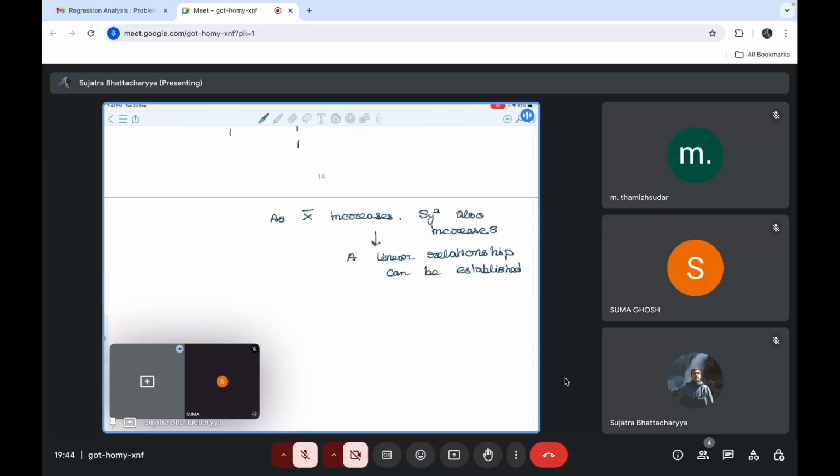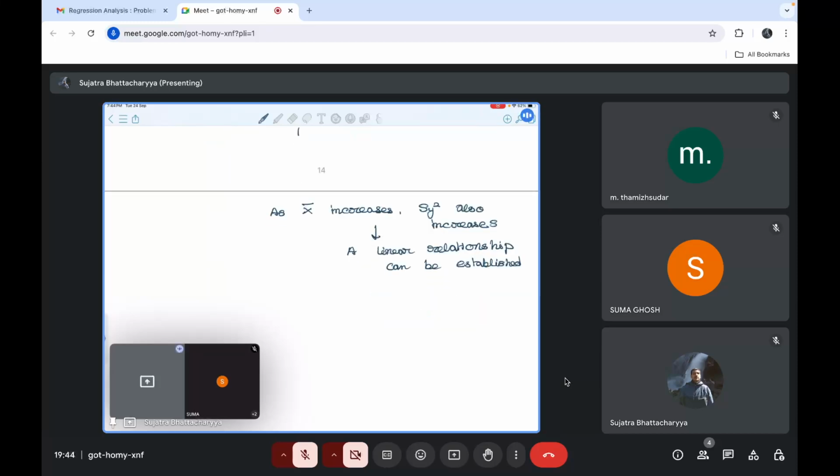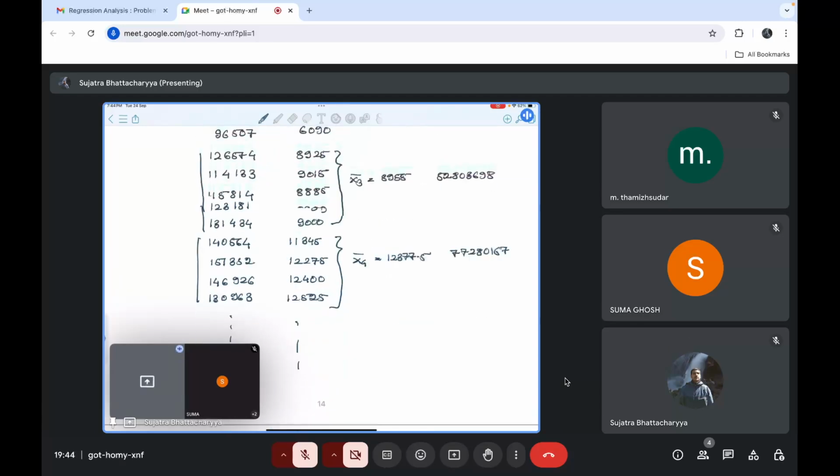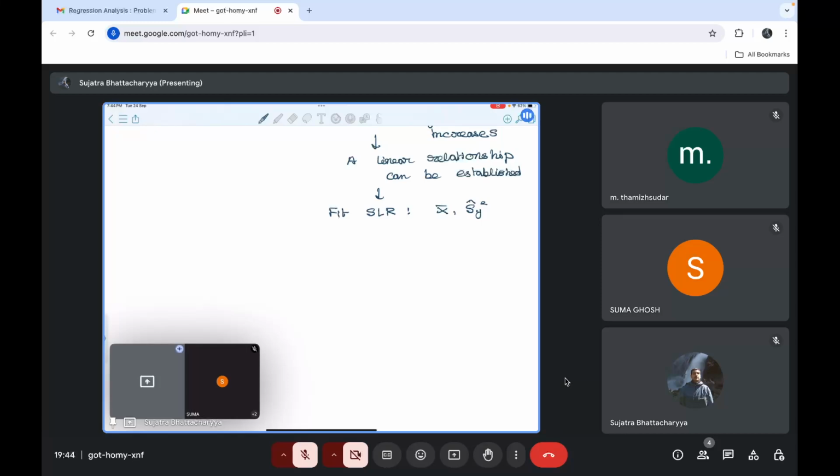Okay, a linear relationship can be established. So what we do for that, we fit a simple linear regression model between x bar and sy hat square, because now it will be a fitting. Based on all the observations, not only these observations of x up to x4, there will be many after that. So you can refer to that example. They have found out that this sy hat square will be minus 7376216 plus 7819.77 into x bar.